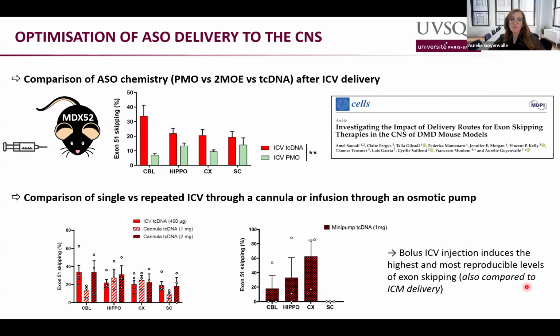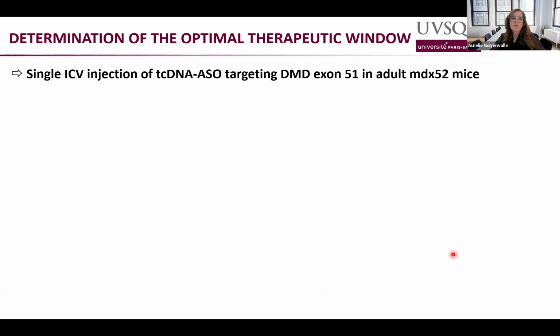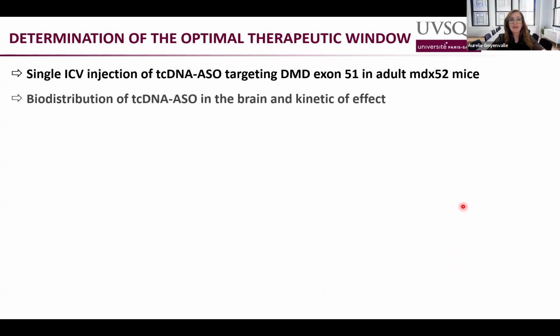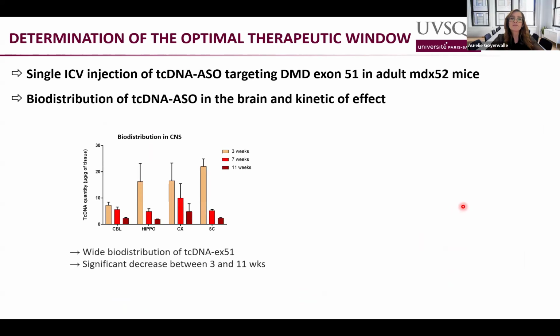We had also compared intracisterna magna in this paper and really showed that ICV was the most efficient. Based on these injection methods, we then investigated the extent and the duration of the dystrophin restoration over time. So we did the ICV injection of the tricyclo targeting exon 51 in the brain of MDX52 mice.